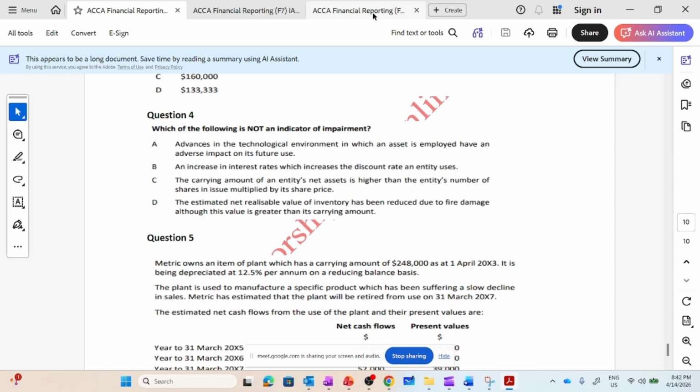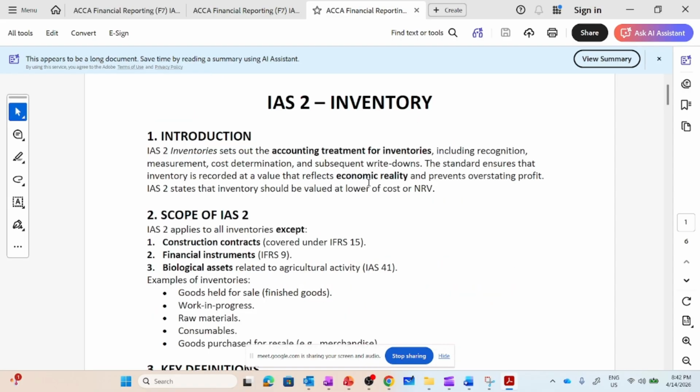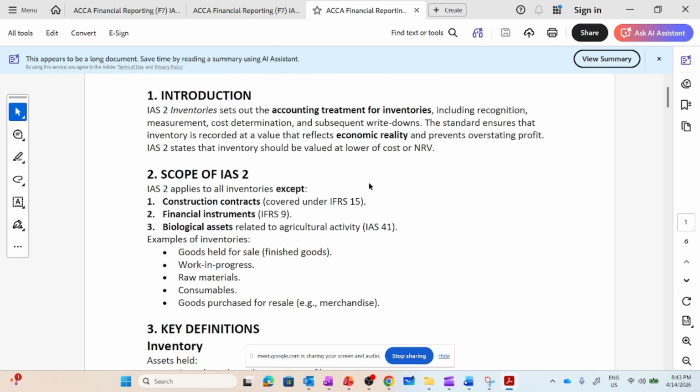So if no question, we can move to IAS 2, which is inventory. Basically, IAS 2 is not that difficult. You just need to know how to calculate the value of the inventory using the cost model, and how you are going to value your inventory according to IAS 2. The concept of IAS 2 illustrates the accounting treatment for inventory. How are you going to account for and treat inventory? We are going to look at the recognition, the measurement, and how we do the subsequent write down of inventory value.